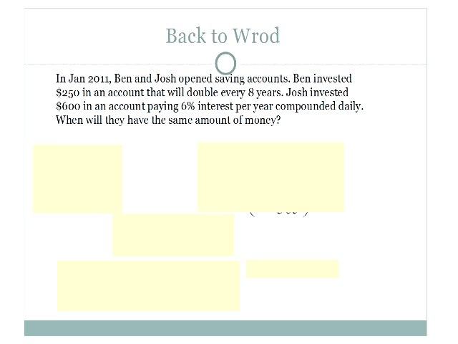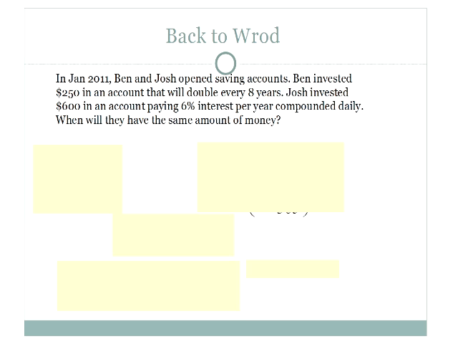Okay, so here's the last question, and it's a doozy, to be honest. We're going to have two accounts here. Ben invested $250 in an account that will double every 8 years. Josh invested $600 in an account paying 6% interest per year compounded daily. When will they have the same amount of money? These numbers are going to look crazy, but you have a calculator. Your calculator can handle these numbers.